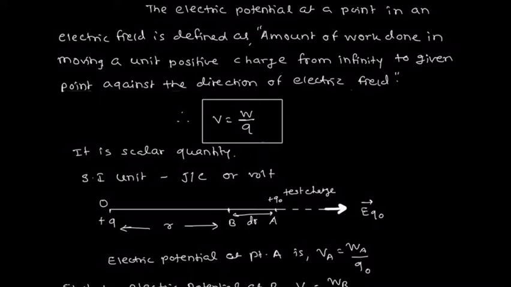Suppose the positive test charge is moved from infinity to a point A. Then how much work is done? WA. Hence, what is electric potential at that point? VA is equal to WA divided by Q0, since the test charge Q0 is moved from infinity to a point A.